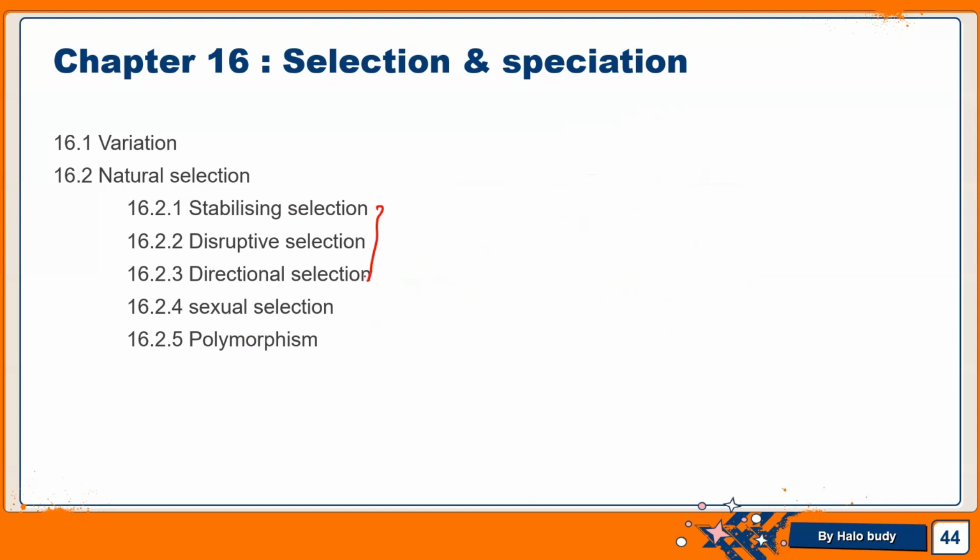But these three types are the most important ones because they have graphs also. Ada graph yang berbeza, and examination normally will come out with a graph, then you have to know which graph is responsible for which selection. And these two have no graph, just the explanation only. You have to know the explanation.